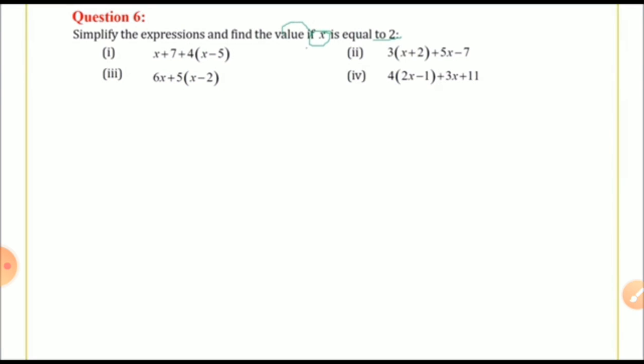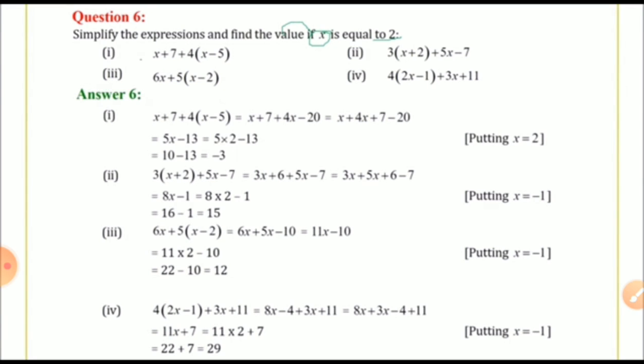Beta, to give the value of x, you don't have to do anything. A new type of question has come. You just have to put x is equal to 2. x plus 7 plus 4x minus 5, which gives you x plus 7 plus 4x minus 20. Isn't it? Now put x is equal to 2. Yes, my dear student, 5 times 2 is 10, 10 minus 13, which gives minus 3 as the answer. First of all, simplify the expression, then after that put the value x is equal to 2.